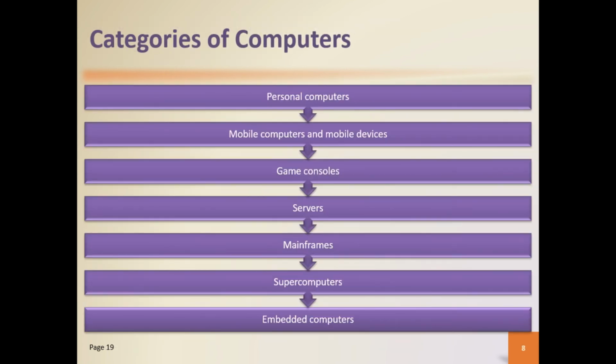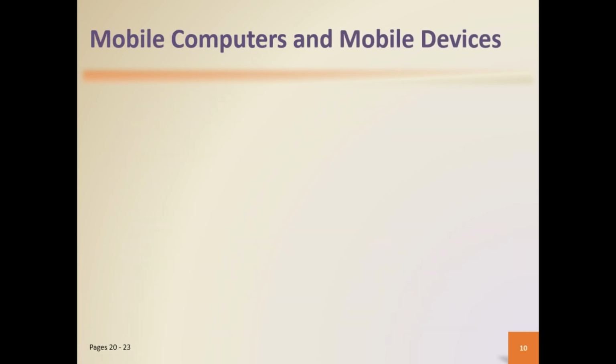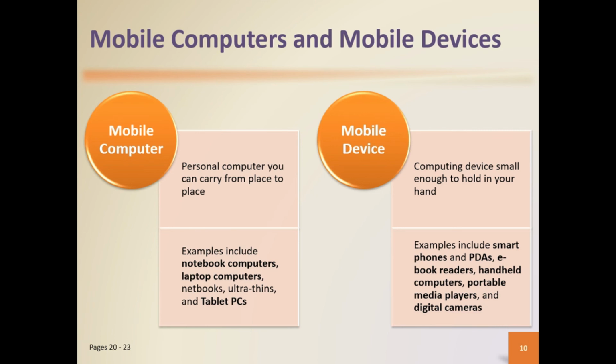Next are the categories of computers. First is we have the personal computers or what we call the PC. Ito yung mga desktop, commonly na sa internet cafe, commonly na sa mga bahay or laboratory. So, PC yung tawag natin dito. Next is we have the mobile computers and devices. Mobile computer, it is a personal computer you can carry from place to place. Therefore, this is a very portable device. So for examples, we have notebook computers, laptop, netbooks, tablet PC, and then we have mobile device, computing devices small enough to hold in your hand.